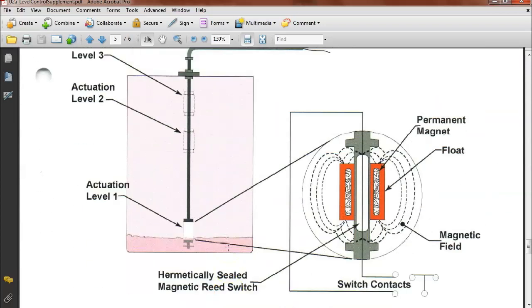This is sort of the way our sensor works. So what we have is a magnet inside our float. We call this the float, and then we sense it with a reed switch. We had reed switches, right? We went over that.